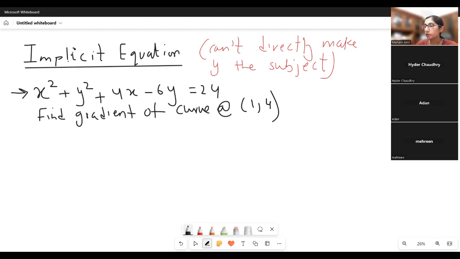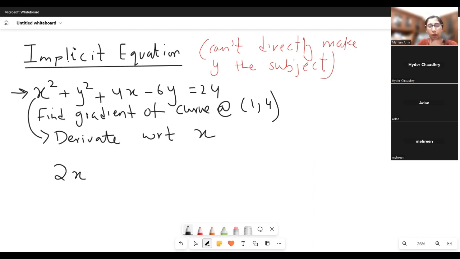To find the gradient of the curve, I have to find dy over dx. So how do we do this? Let's start by differentiating the whole equation with respect to x. Let's start with x squared. What's the derivative of x squared? The derivative of x squared is 2x.